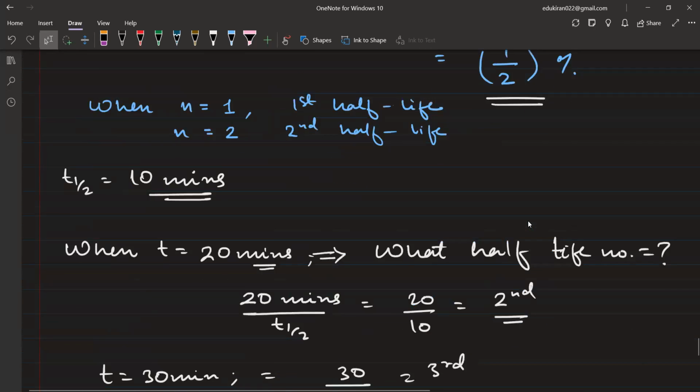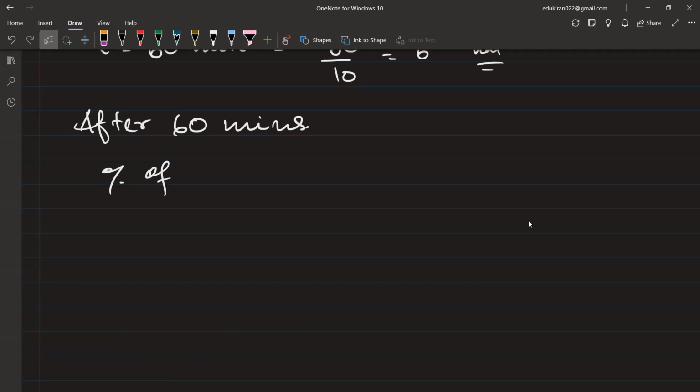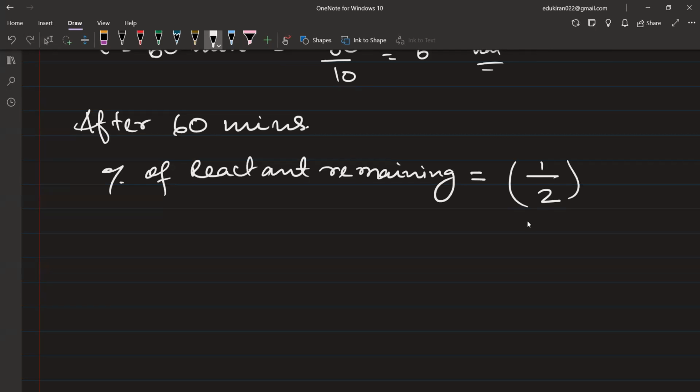So after 60 minutes, percentage of reactant remaining is equal to 1 by 2 to the power of what? 6, because 60 minutes में हमारे पास कौन सा हाफ लाइफ चल रहा था? सिक्स्थ हाफ लाइफ चल रहा था, राइट? इसमें जो भी डिवीजन आएगा इसका परसेंटेज हम लोग इनटू 100 करके आप निकाल लीजिएगा.